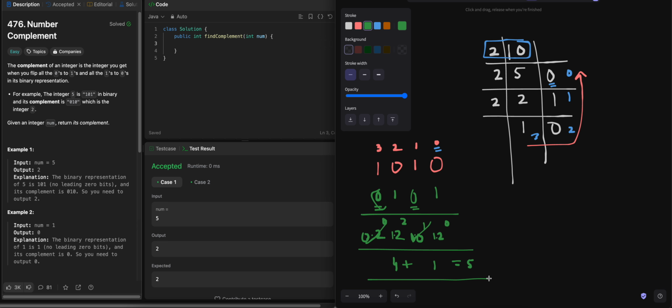So 5 would be the binary complement of 10. Okay, so now the same thing that we discussed here, we are going to do in the code also. Okay, so let's try to do that.